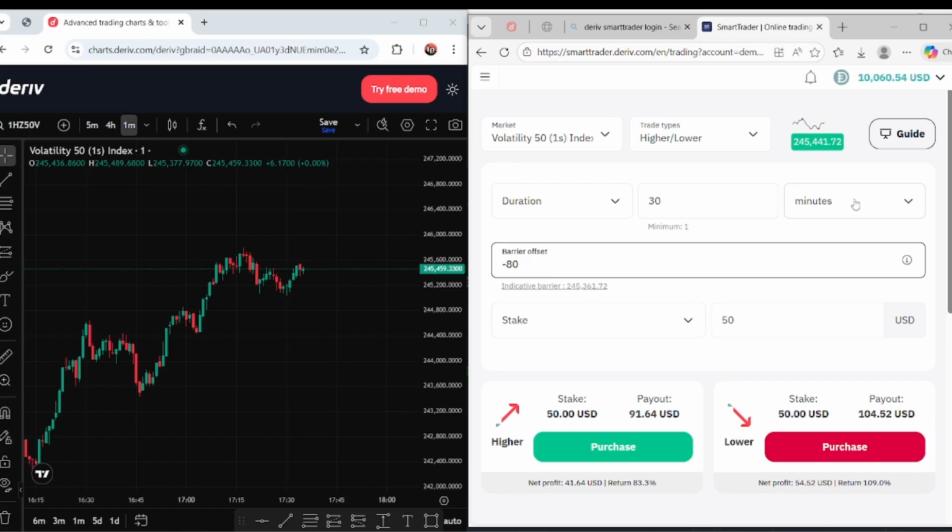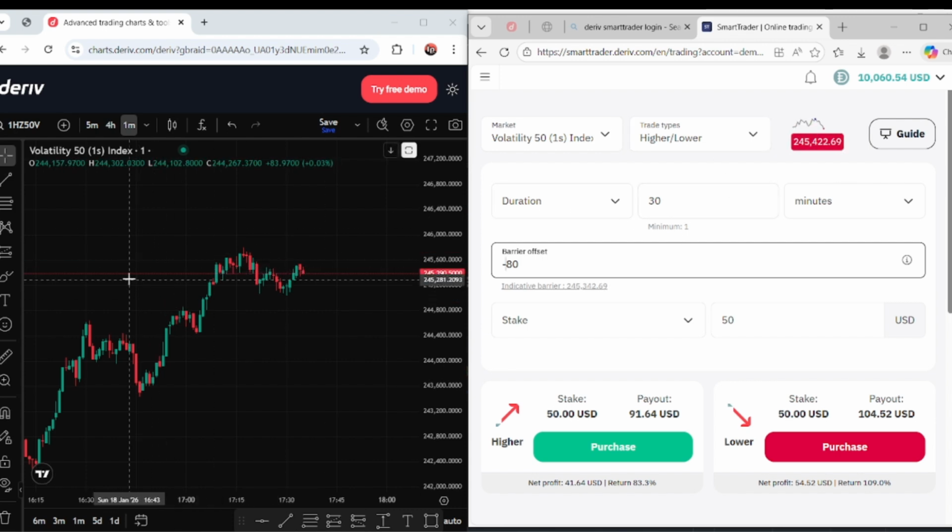For the minutes, you should make your duration 15 to 30 minutes. Within this timing, your candle should pull through, or you can also close your position as the trade is progressing. So this is how you need to set your Smart Trader.